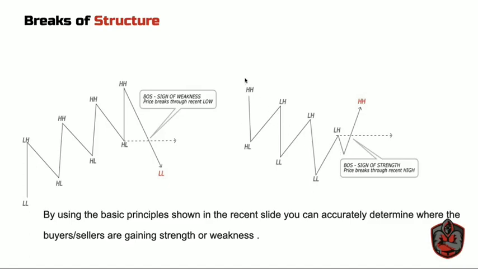Same thing for a downtrend. When price is creating a series of lower highs and lower lows, and price then breaks above the recently created lower high, that shows us that buyers are now coming into power, potentially shifting the direction of the market.